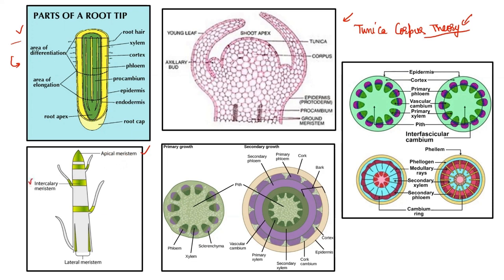Then we talk about intercalary meristem. What is the use of this intercalary meristem? What is lateral meristem and what is the use of lateral meristem? So type of meristem and type of cambium you should be knowing about.